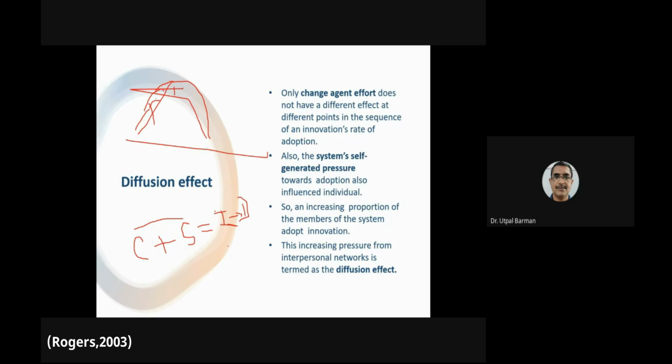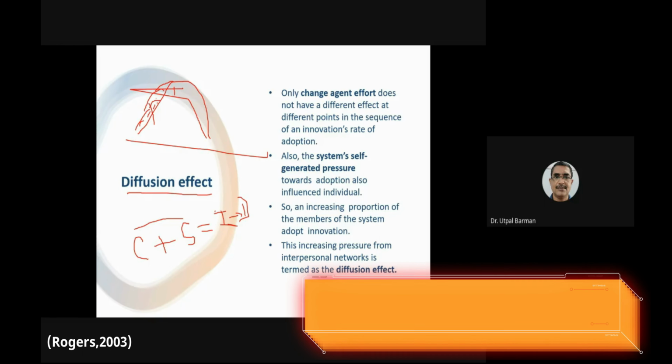People will adopt the thing. This is the combination of the change agent's effort plus the system's self-generated effort or pressure. And this combination is called the diffusion effect. When the number of adopters increases in this part, the number of change agents will not increase. The change agent will work, but the number of adopters will increase day by day, and ultimately the pressure will also increase day by day, and that increasing pressure from interpersonal networks is termed the diffusion effect.